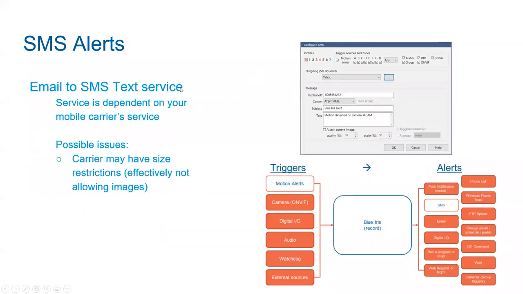And with SMS, this is really email to text, and so this is based off of the capabilities of the service provider. There might be some issues or restrictions, which is oftentimes why people buy the mobile app. A carrier might specify a specific size, so if you attach an image, it might be too big for the SMS and they might cut it off, for example. Things to keep in mind, but the help files are very intuitive and explain fairly thoroughly how to set up your SMS.